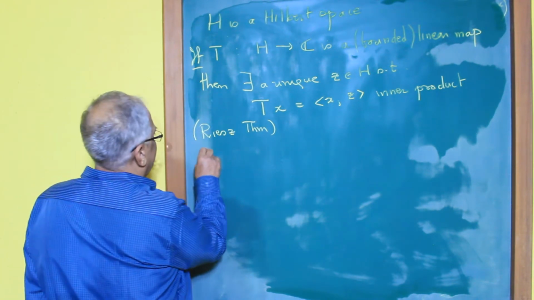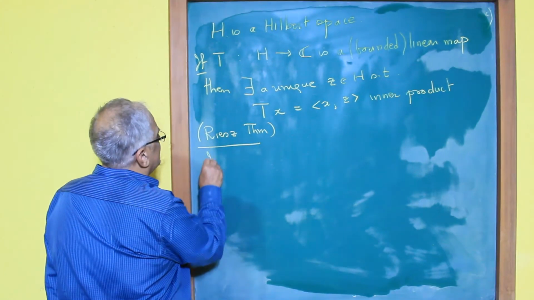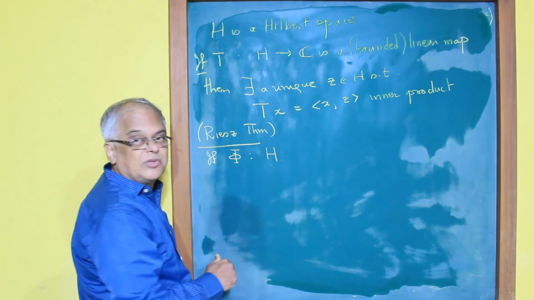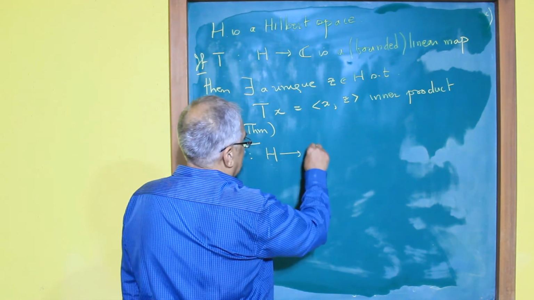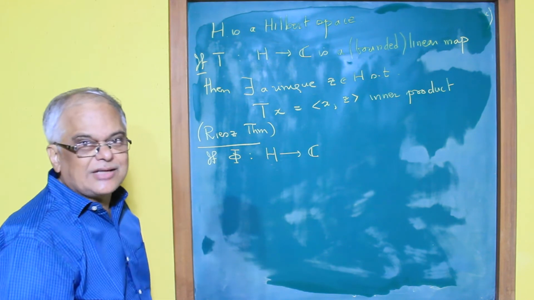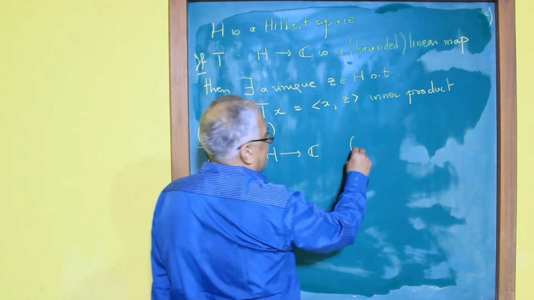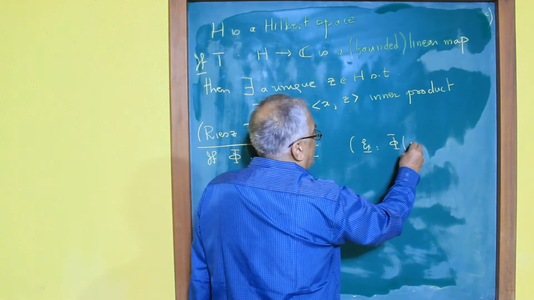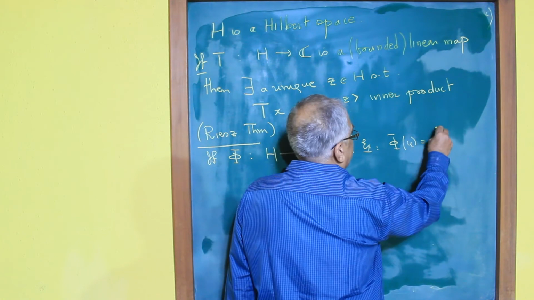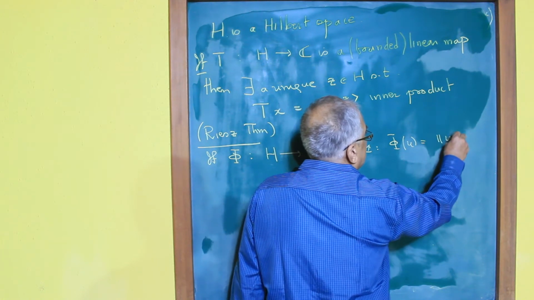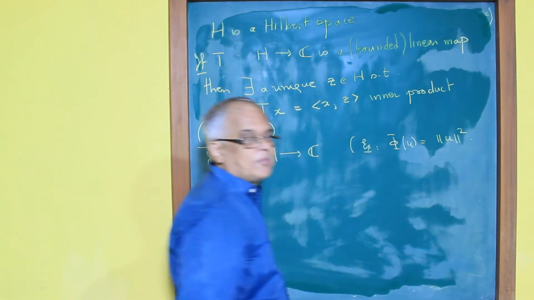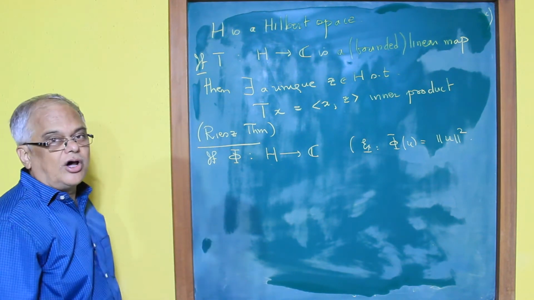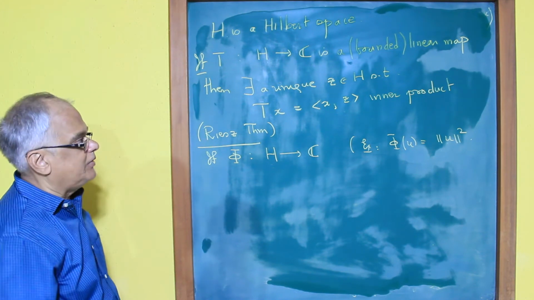So, if phi is any map from the Hilbert space to C, I gave you one example of this earlier. The example we had earlier was phi of u is equal to the norm of u squared. So phi of u equals norm of u squared was one example that we had talked about earlier.